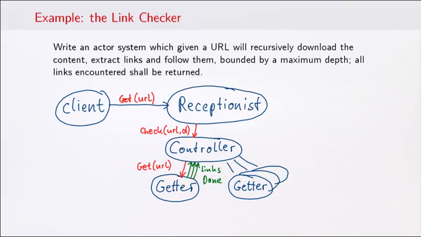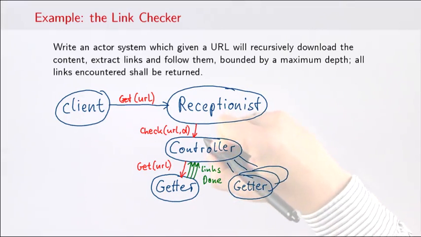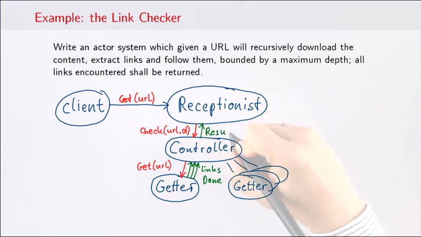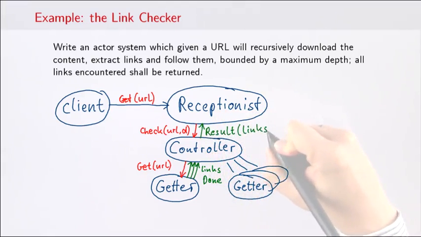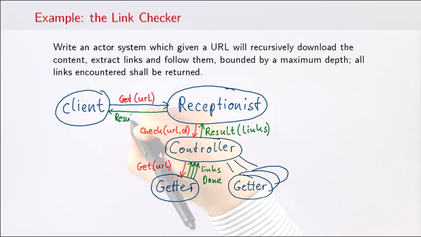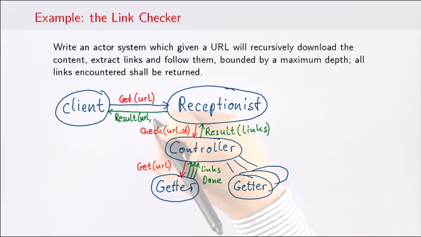Once the depth is exhausted and all getters have sent their done messages, the final result is communicated to the receptionist. The receptionist was the one who kept track of which client requested which URL, and it will send back the appropriate response to the client. This is the whole process which we will implement in the following.